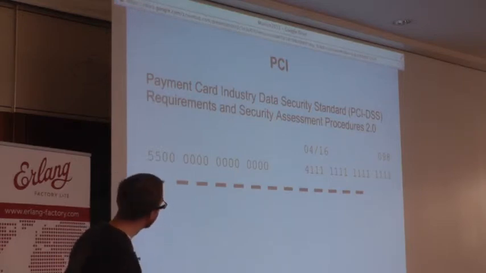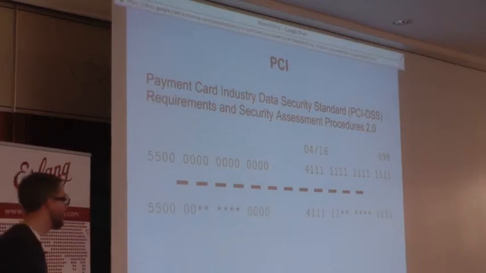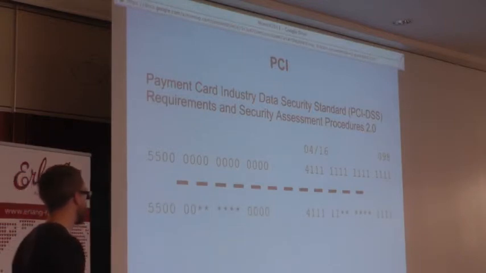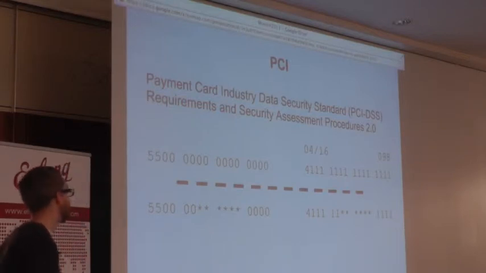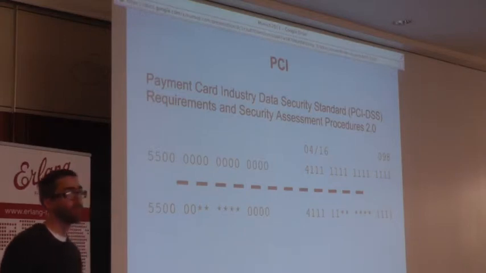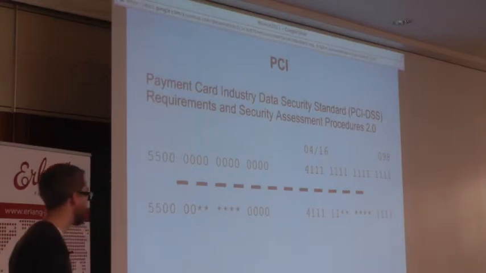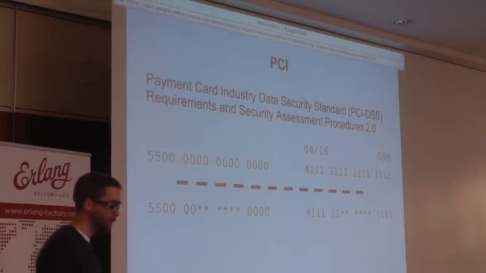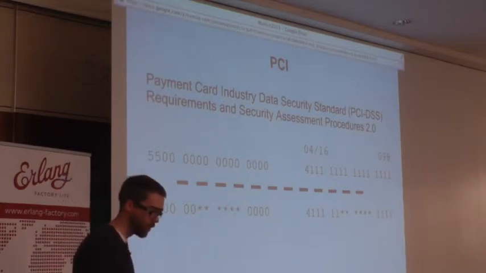But if you are outside of the PCI zone in your system, you have to apply certain rules. For example, one important requirement is that if you're outside of it, you can show a maximum of 6 digits at the beginning of your credit card number and the last 4. But you can't show anything more than that, so you have to mask out that data in between.